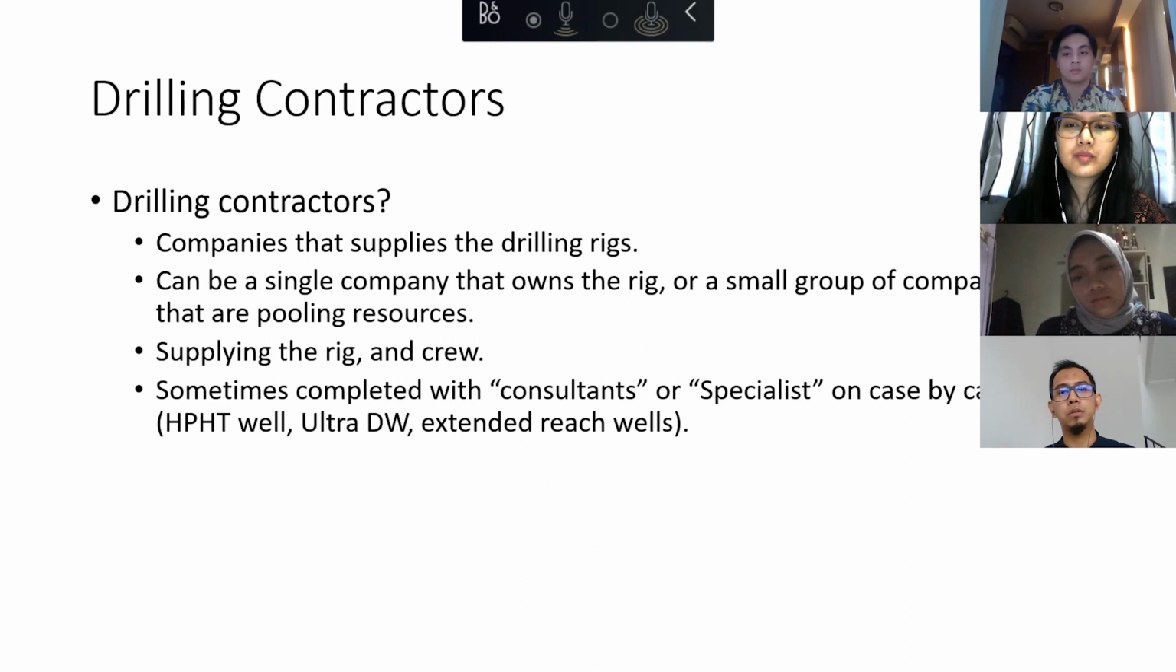on a case by case basis, for example in an ultra deep water operation, HPHT operation, extended reach wells or horizontal wells. So these are special criteria where extra care is required in the operation, and they are responsible for providing this. Basically, drilling contractor is the same as rig contractors or the rig owners.